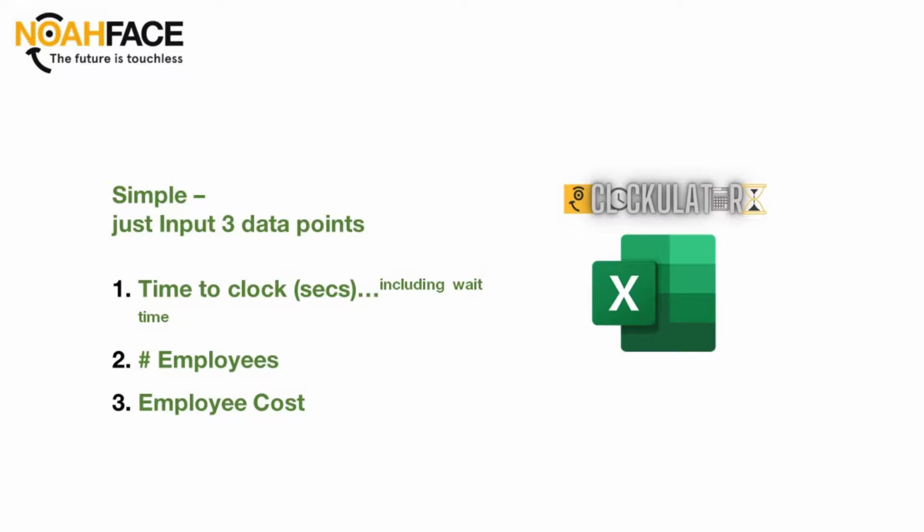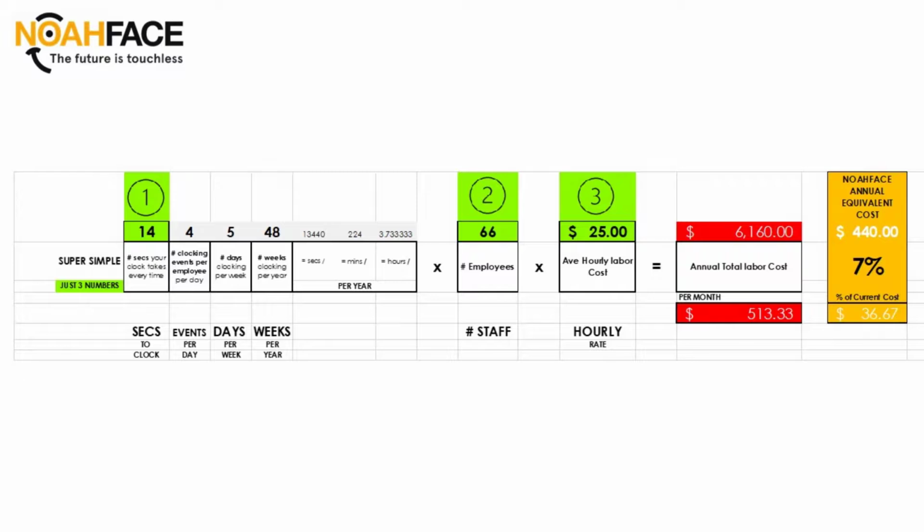The next thing is, how many employees do you have? And lastly, what is the employee cost? Obviously that would include the rate of pay, but also any other benefits and taxes and things. What is the true hourly cost per employee? So let's have a quick look at the Clockulator, and I am going to do this live.